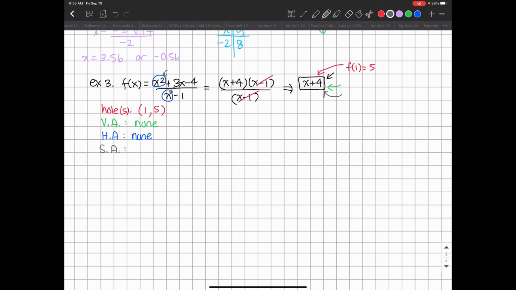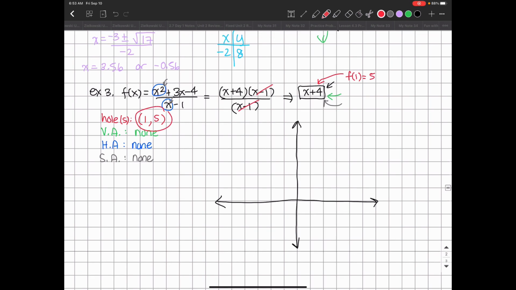So I don't have a horizontal asymptote. I don't have a vertical asymptote. And I don't have a slant asymptote. And so what my graph is going to look like is just a line. I know y equals x plus 4 looks like a line, but I have to be careful because I have a hole. So there's a hole at 1, 5, 1, 2, 3, 4, 5 right here.